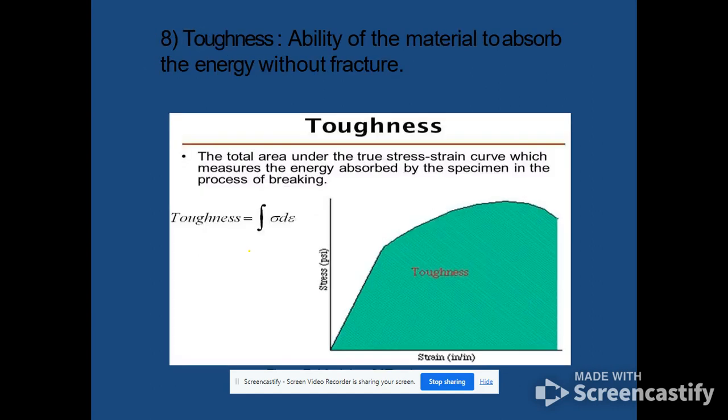Toughness is similar, but toughness is the ability of a material to absorb energy without fracture. Toughness is the total area under the true stress-strain curve, which measures the energy absorbed by the specimen in the process up to the breaking point. That is known as toughness. Toughness is mathematically the integration of sigma d epsilon.